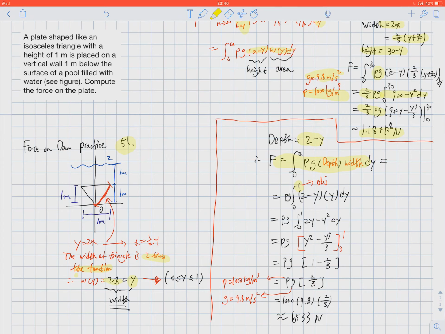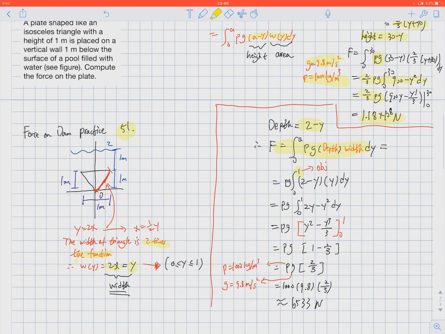So now we know the width function is going to be 2 times x, which is equal to y, for y between 0 and 1. That's going to be the width function. And now we're going to our depth function, which is going to be 2 minus y. And some people might get stuck here because the depth that is affecting it is actually higher than the object itself, and that might be a little confusing for you guys.